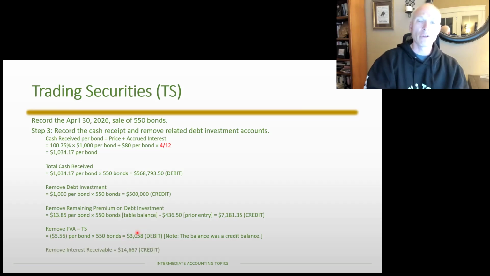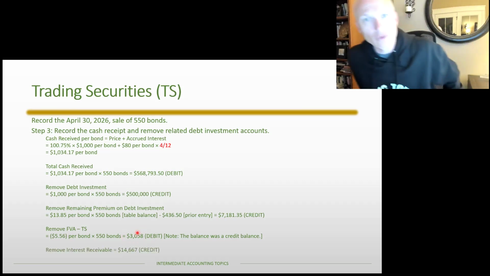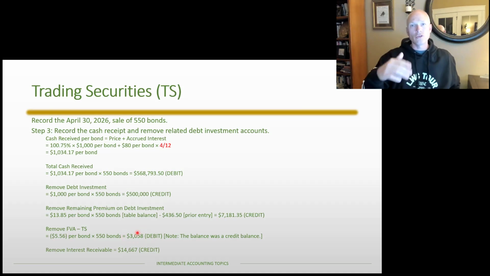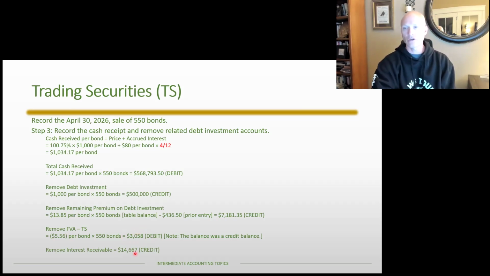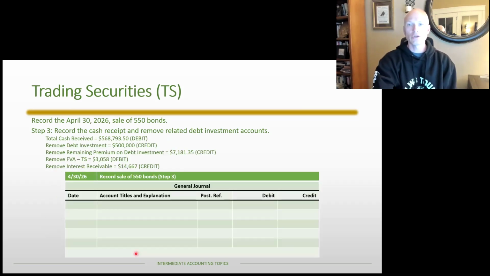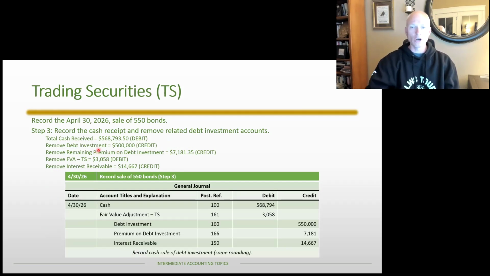And then finally, if you remember on the first journal entry, we had accrued that interest receivable, and I already told you then when we record the payment, we've got to take the interest receivable off of our books, and now we're going to do that with this journal entry. And so we take all of that information that we just calculated and we throw it into one journal entry.